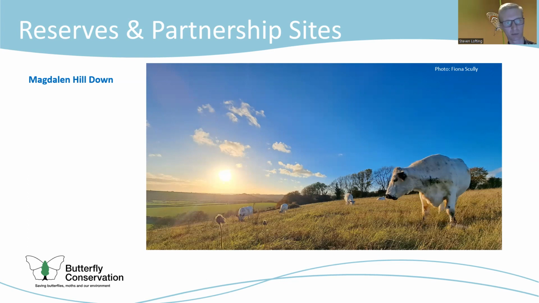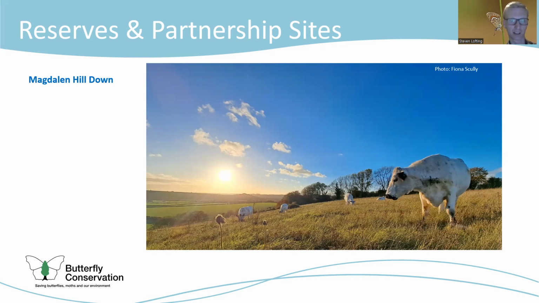Magdalen Hill Down is probably Butterfly Conservation's premier reserve down in Hampshire, and is a wonderful chalk hillside landscape with lots of chalk assemblages such as small blue, Adonis blue, skippers, and occasionally other species, managed by traditional grazing and management techniques. So it's looked after by Fiona Scully, one of our landscape officers. And we use that as a centerpiece in that landscape to influence the land around us and other land managers, as we do with a lot of our other reserves.